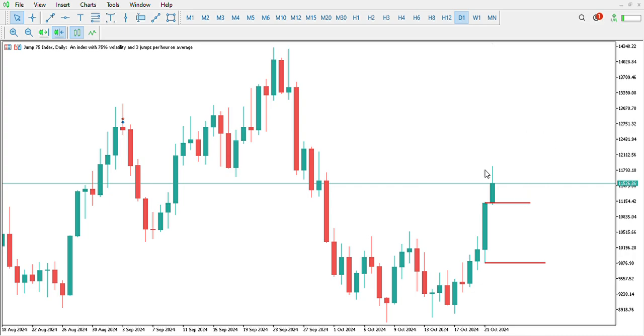So here, what am I seeing? I'm seeing today's candle has broken yesterday's candle high. Are you seeing it? Hope you are getting it.